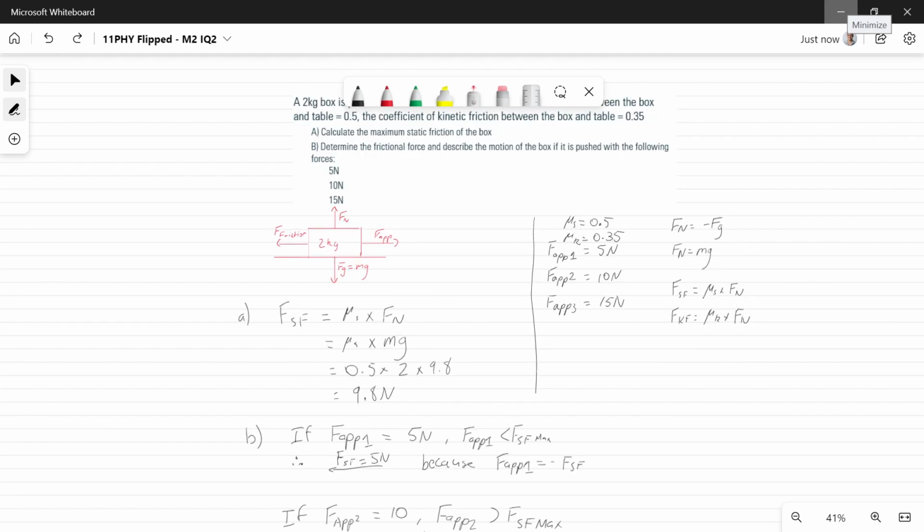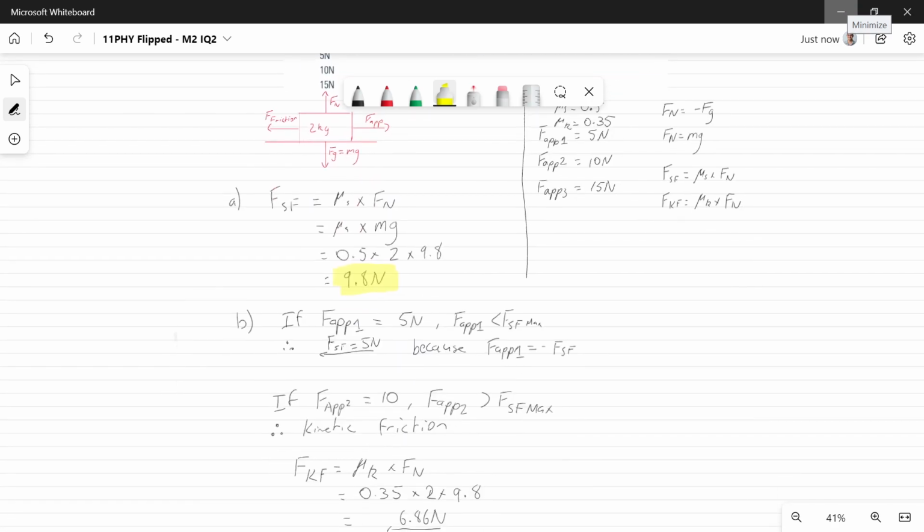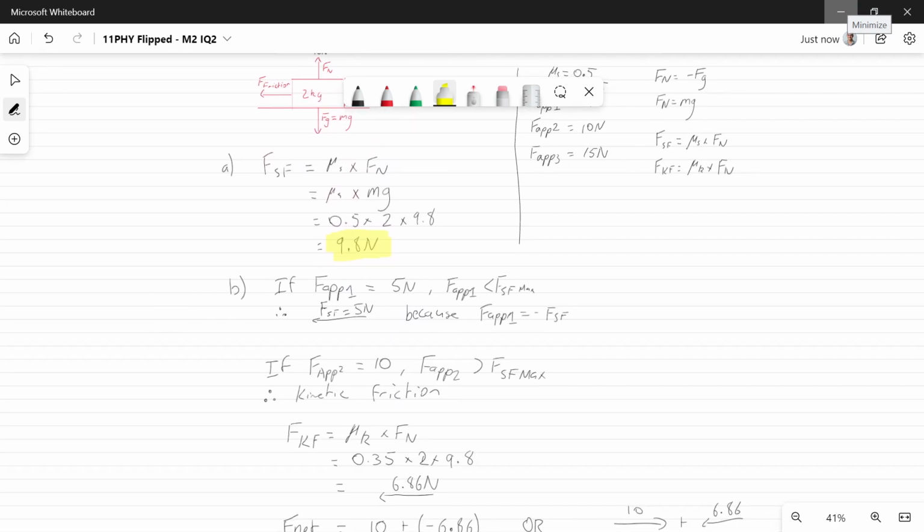So in summary for this question, we were able to use the coefficient of static friction first to determine what the maximum amount of static friction was going to be for this scenario, and that was 9.8 newtons. We were then able to compare the number of newtons of each applied force to that maximum force of static friction to see whether or not the applied force would overcome it. In the situation where it didn't, we were able to conclude here that there was no motion.